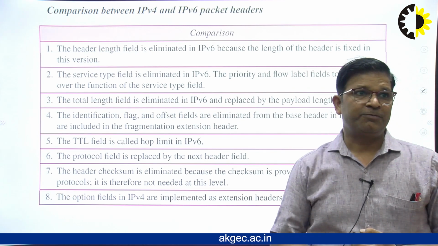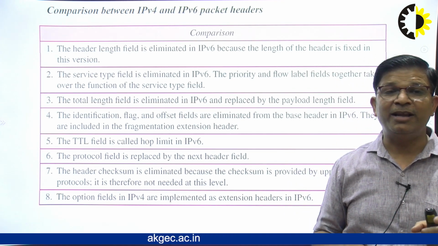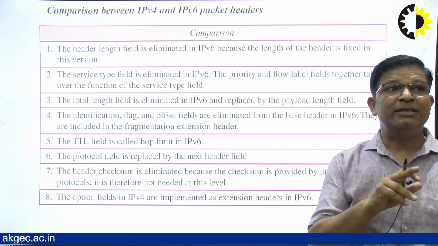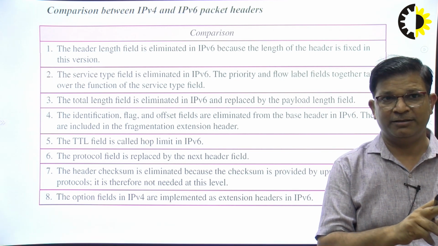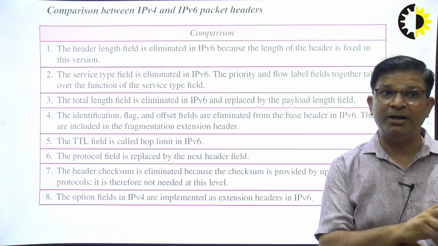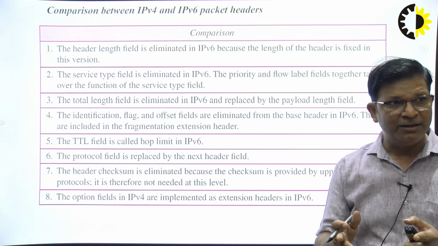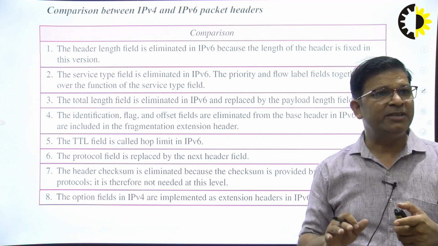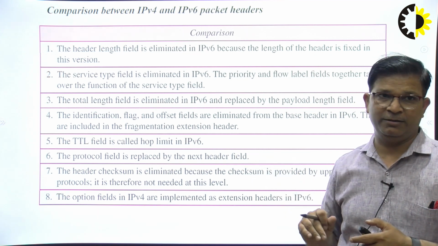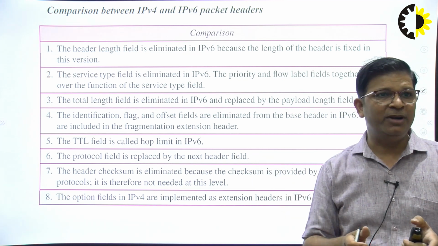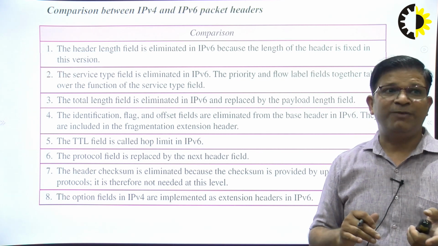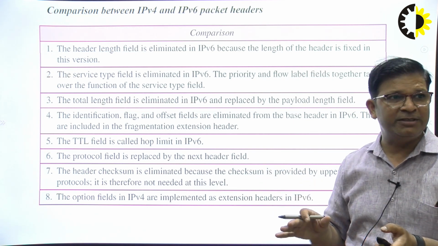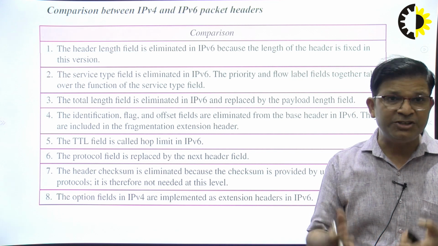This is the comparison. The header length field is eliminated in IPv6, but it is available in IPv4. The service field is eliminated in IPv6. In IPv4 the service field is there, but the priority and flow label fields are kept in IPv6. The total length field in IPv4 is replaced by the payload length field in IPv6. The identification, flag, and offset fields are eliminated because the base header is simplified in IPv6. They are included in the fragment extension header.